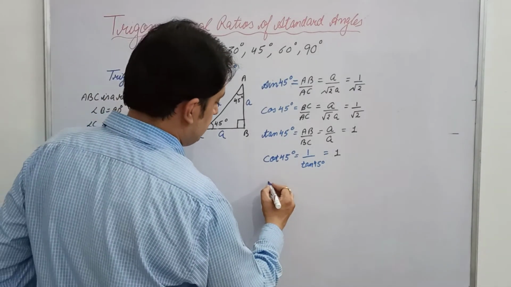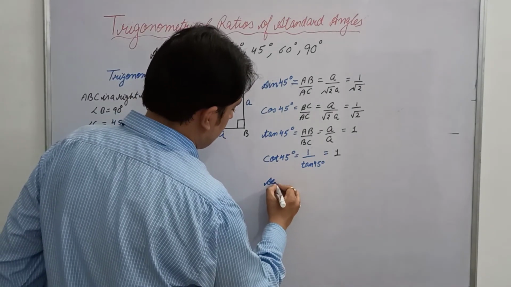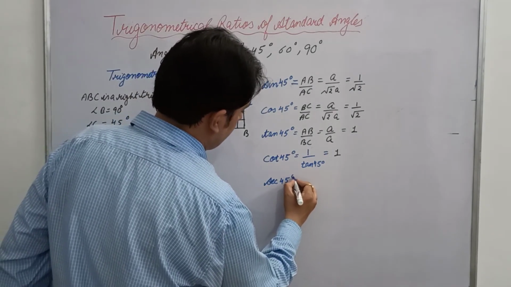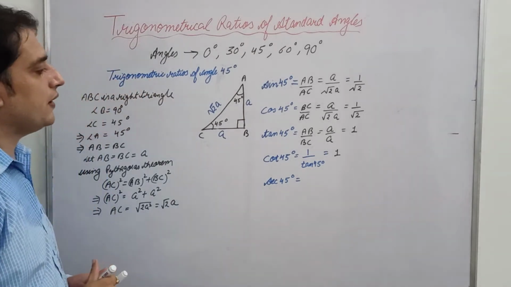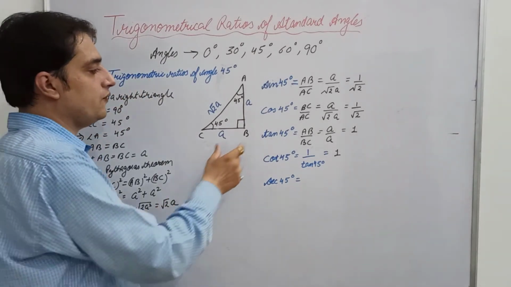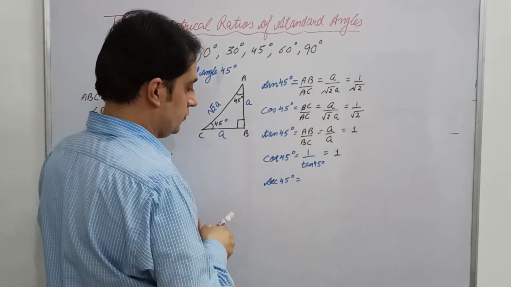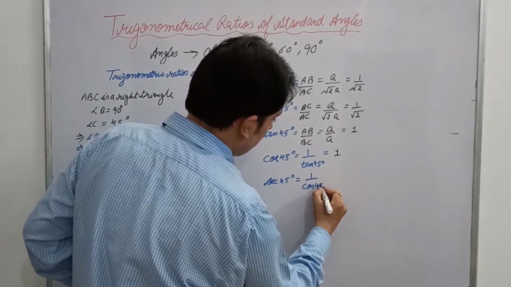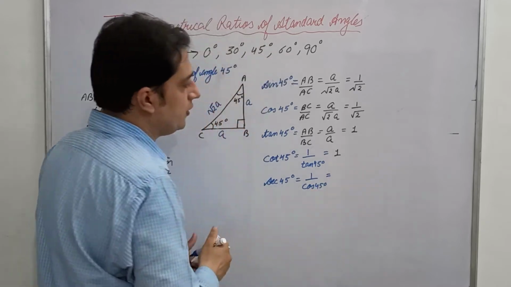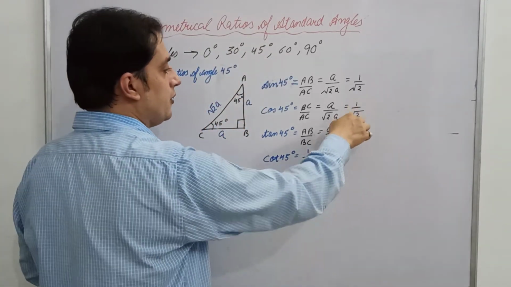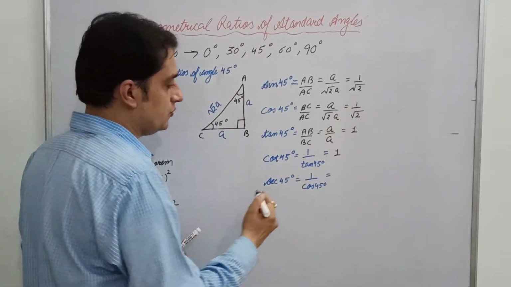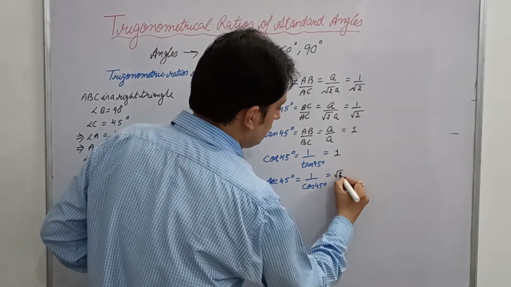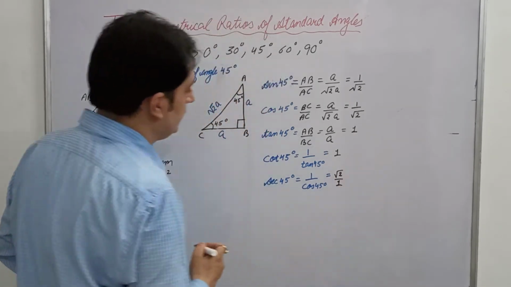Now the next value is secant 45 degree. Secant 45 degree is the reciprocal of cos 45 degree. So you can write the value as 1 by cos 45 degree. So what is the value of cos 45 degree? 1 by root 2. Take its reciprocal, so we get the value root 2 by 1, right?